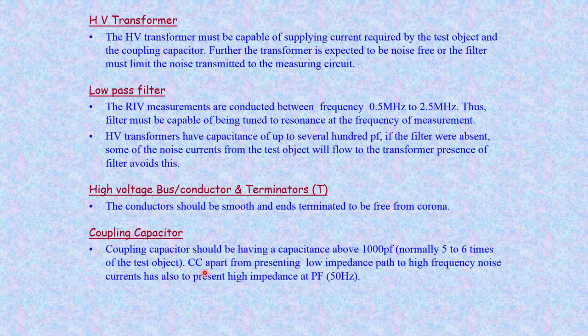The coupling capacitor, apart from presenting a low impedance path to high frequency as mentioned, also presents high impedance at power frequency. So, any power frequency signals trying to come through the coupling capacitor will be blocked, because it offers a very high impedance for power frequency signals. It should only operate for the higher frequency, not at power frequency.